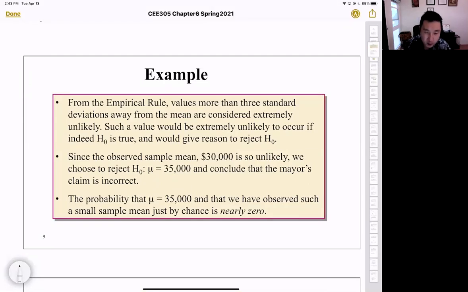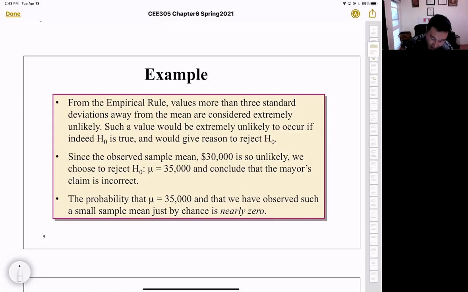So based on the empirical rule, values more than 3 standard deviations away from the mean will be considered extremely unlikely. In our case, we have 8 standard deviations away from the mean, which is extremely, extremely unlikely. Such a value will be extremely unlikely to occur if indeed H0 is true. And so we have very good reason to reject H0.